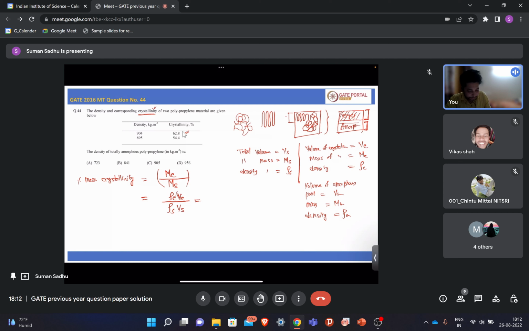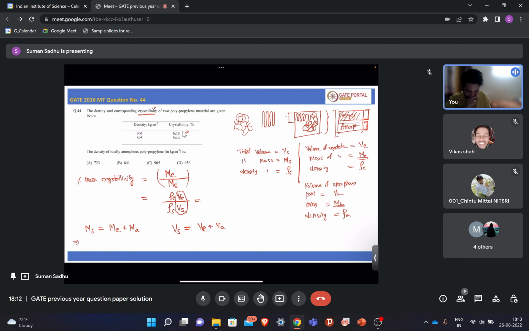Now, in order to express this equation in terms of the density only, we have to find the ratio of Vc by Vs. Let us see that the total mass of the sample can be written as the mass of the crystalline part plus the mass of the amorphous part. Similarly, the total volume also can be written as volume Vs equal to volume of the crystalline part plus volume of the amorphous part.